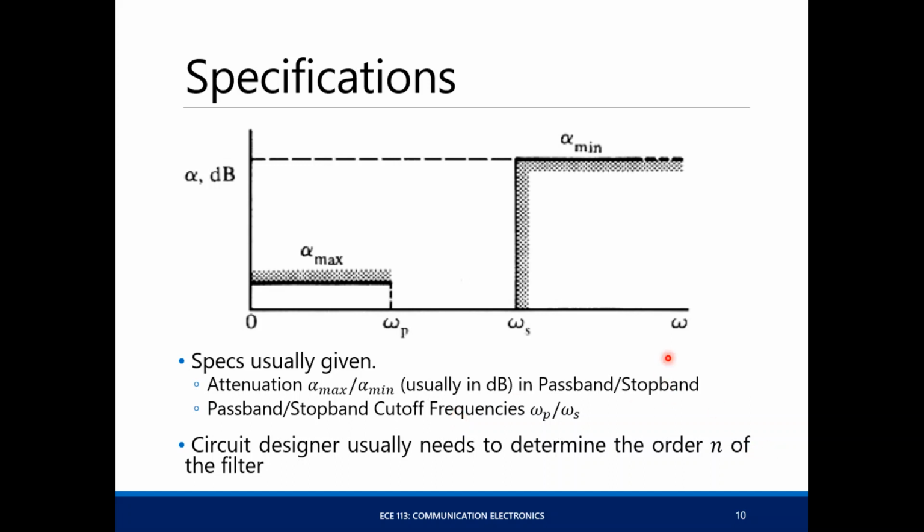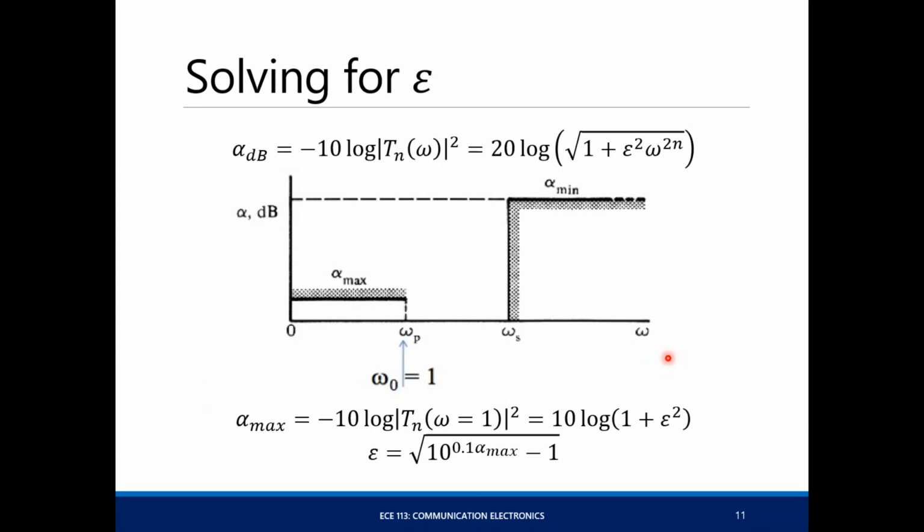So let's derive that. Since the alphas are given in dB, let's convert our transfer function to dB. That's just 10 log of your transfer function. So that's the attenuation. Negate that, and you get the attenuation alpha in dB. The maximum attenuation occurs at omega equal to 1.